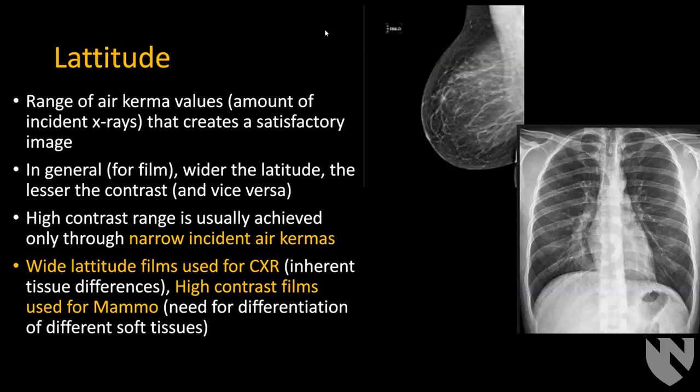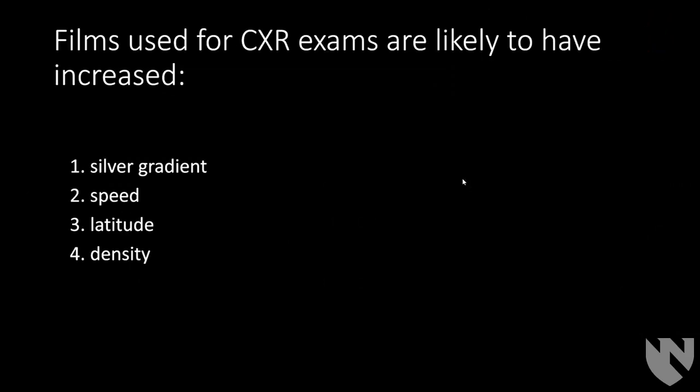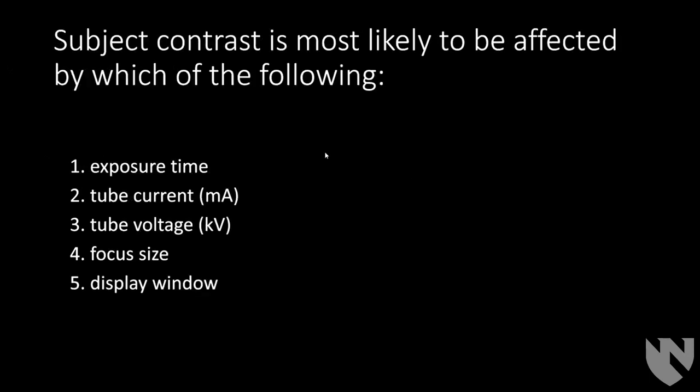So, an example of a wide latitude film versus a narrow latitude film. On the wide latitude film, all these things that are similar to each other in amount of attenuation, you can see slight differences, whereas everything is just whited out on a narrow latitude film. Films used for chest X-ray exams are likely to have increased, I'll let you pause and think about it, they're likely to have increased latitude. So high latitude would be chest X-rays, whereas low latitude would be mammography.